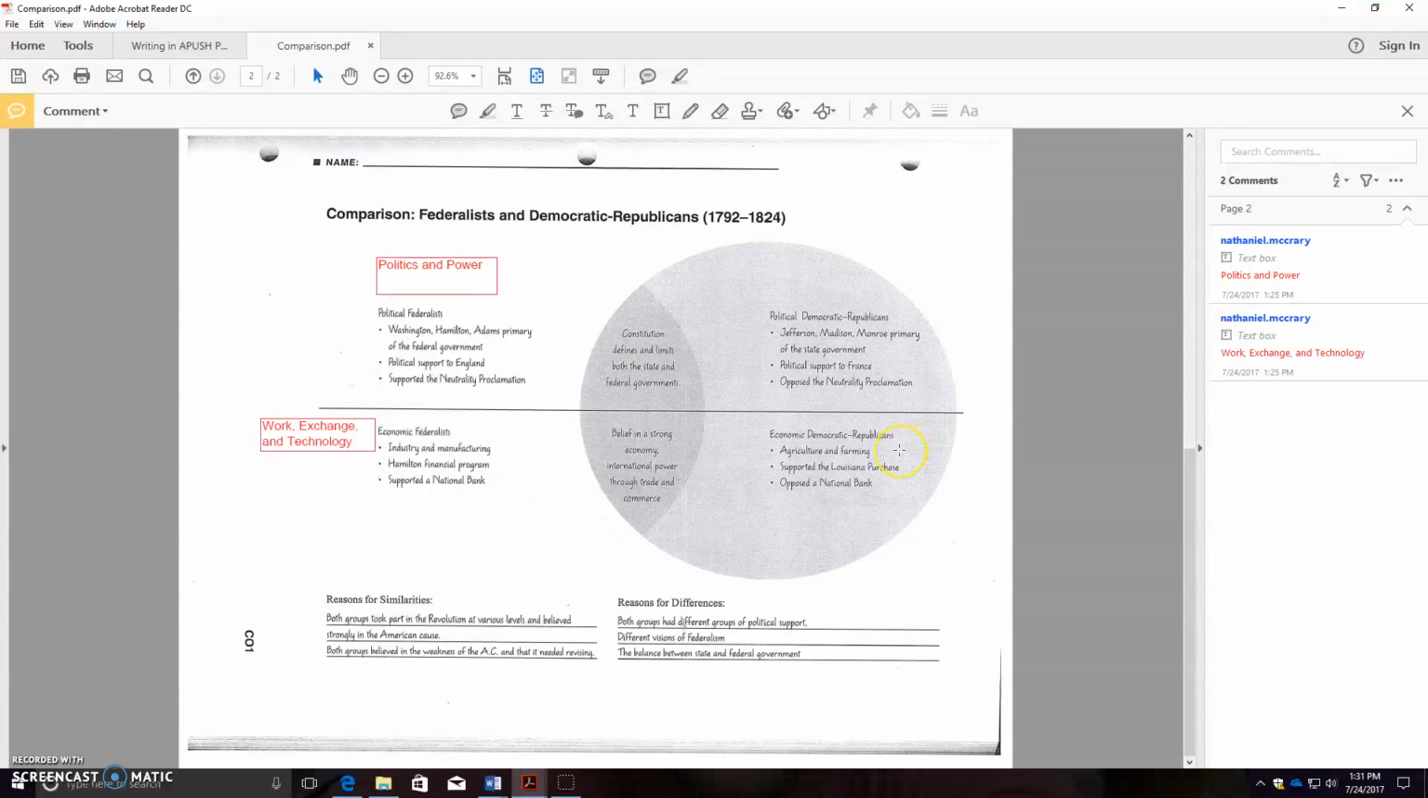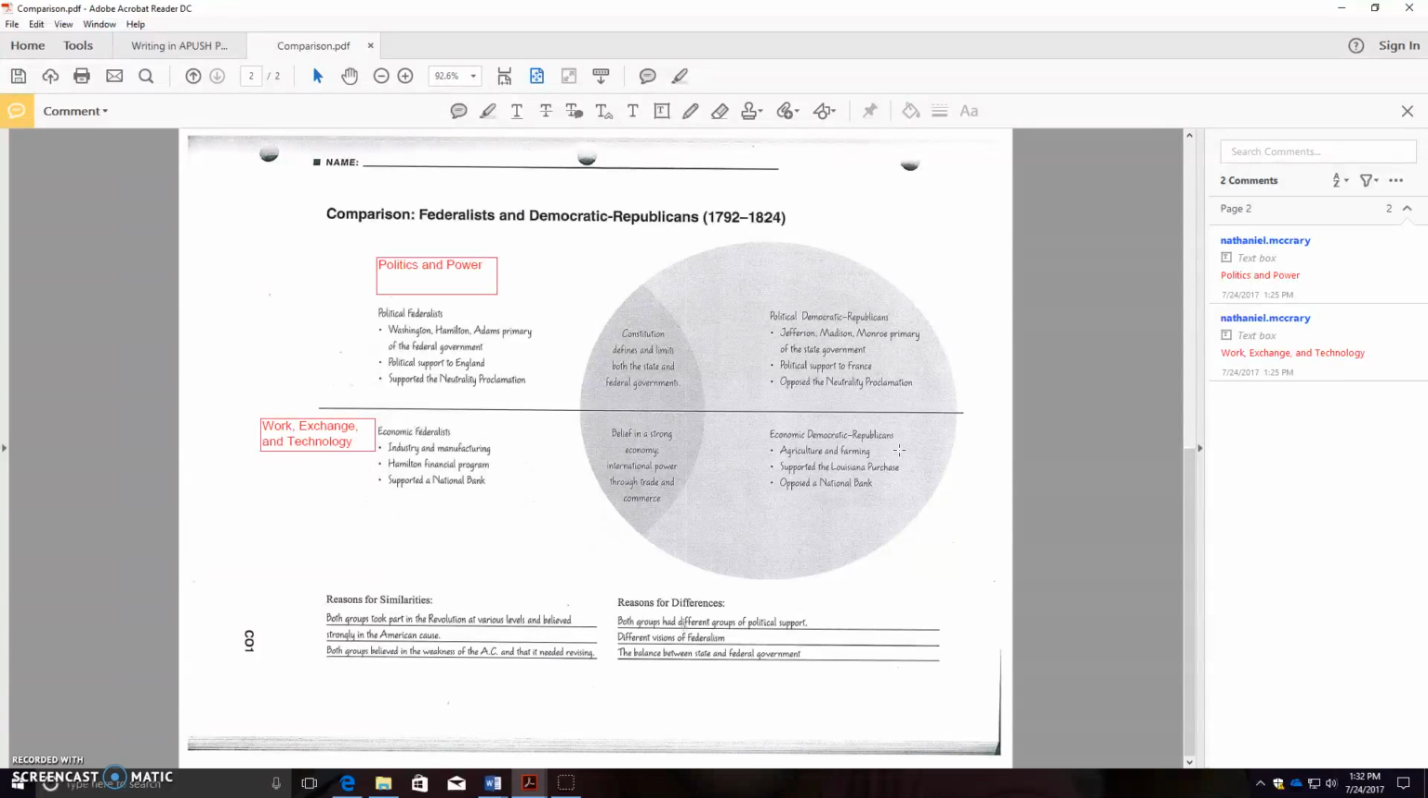Okay, oddly enough, they will support the Louisiana Purchase, expanding our territory, even though it kind of goes against Thomas Jefferson's interpretation of the Constitution, but we're purchasing that from France. So again, that's kind of backing up their relationship with France. And they opposed a national bank. Okay, they believed a national bank would undermine state banks and state power.